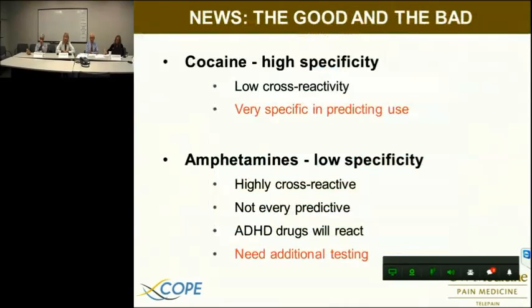Cocaine has a high specificity. It doesn't really react with anything. It's a local anesthetic type medication. So it's very specific, and that's why we still use what our toxicologists feel to be a very good immunoassay test. However, amphetamines look like lots of different things, and so you need additional testing to differentiate between your ADHD drugs and whether the patient is partying and using methamphetamine.